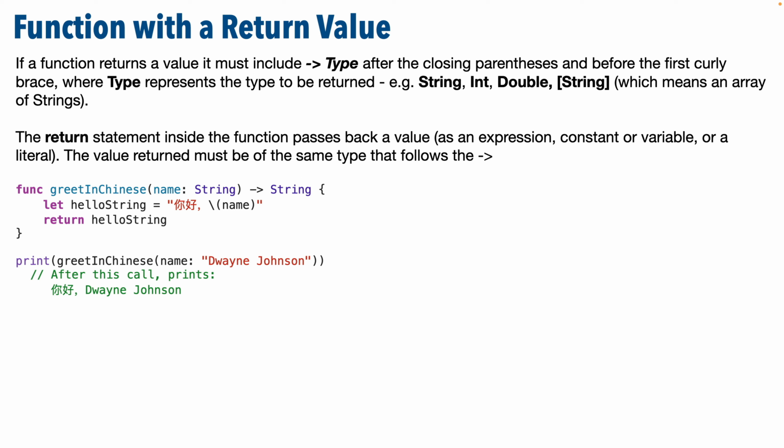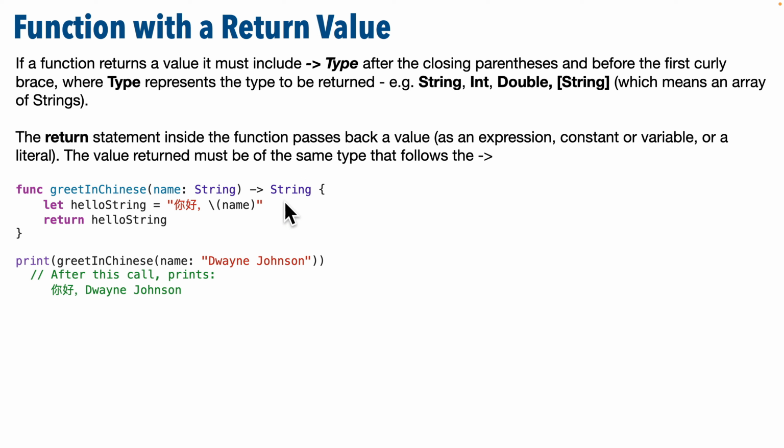Now, another hugely useful thing to be able to do is to write a function with a return value. Functions with return values send back results after their processing. So to write a function with a return value, when you define the function, just put an arrow after the closing parenthesis plus the type that you're returning. Then use the return statement inside the function to pass back a value that results from the function. Just make sure that the value that you're returning is the same type as the value after the arrows.